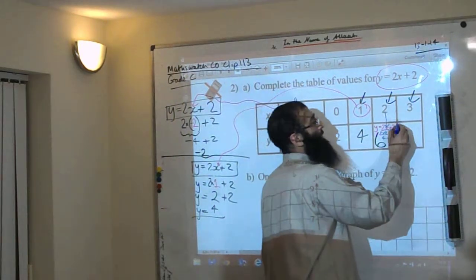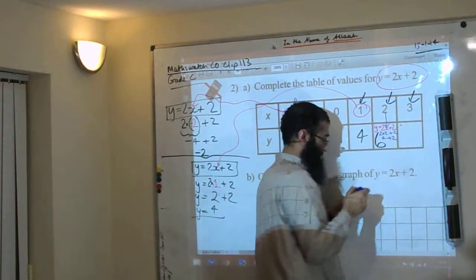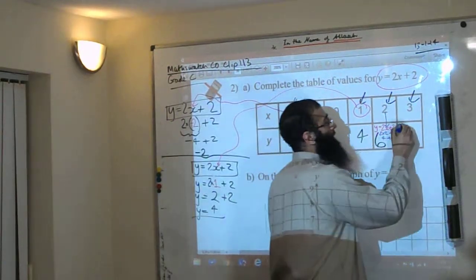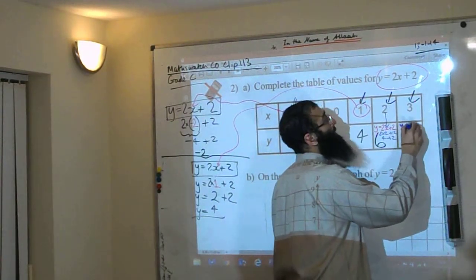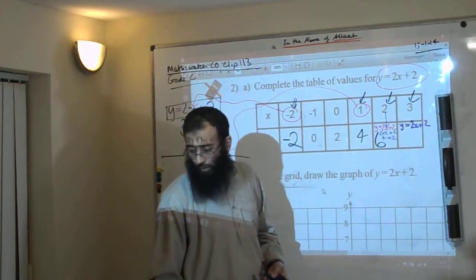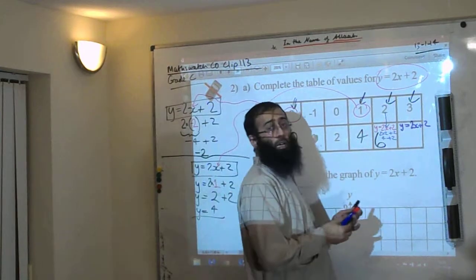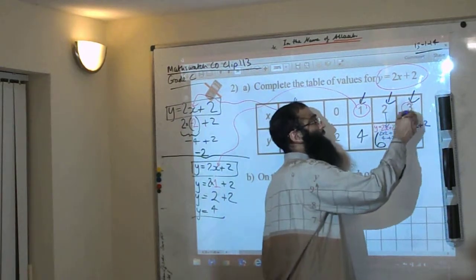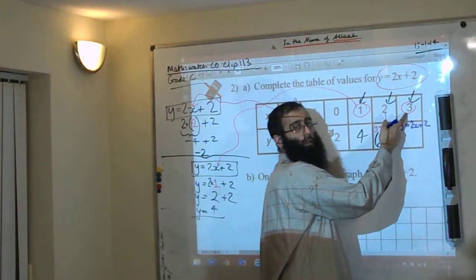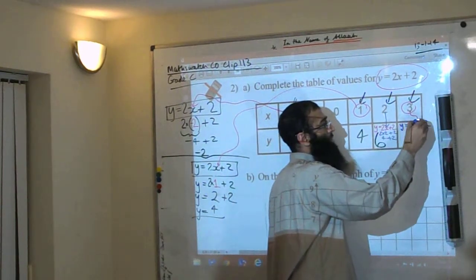Here, 3. Copy down the original formula again. Let's use a different color. Y is equal to 2x plus 2. So that really helps. Now, what is the x value here, Layla? No. What's x value here? 3. Put the 3 in there.